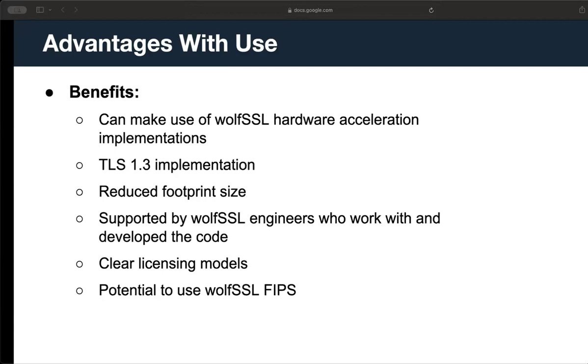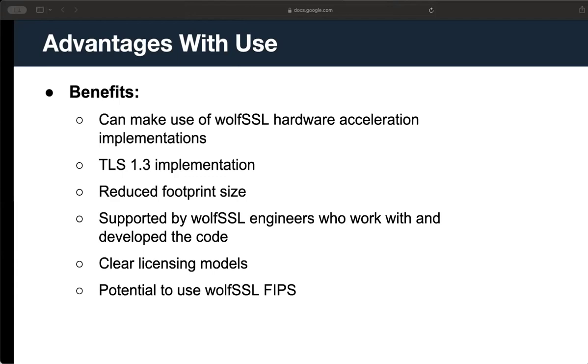So some of the advantages of why someone would want to go through the process of migrating their application from linking to OpenSSL over to wolfSSL is it can make use of wolfSSL's hardware acceleration implementations. This is very useful especially on embedded devices where we may have a hardware acceleration implementation and there's not one existing potentially in OpenSSL. Also, we have pretty good performance on our hardware acceleration implementations. In some cases, they are as fast or even a little bit faster than OpenSSL's.